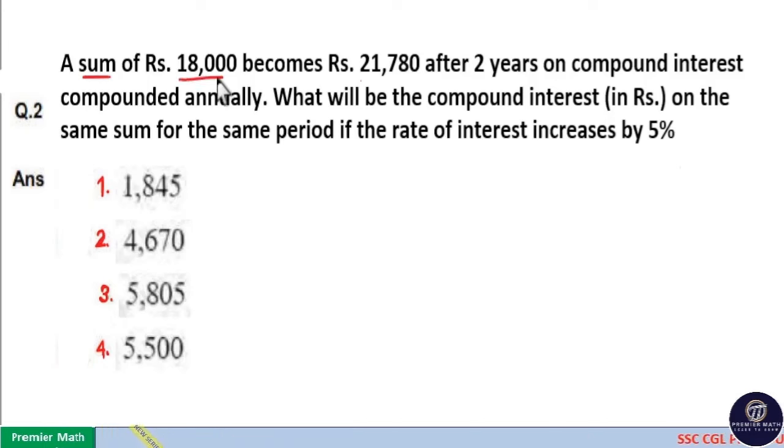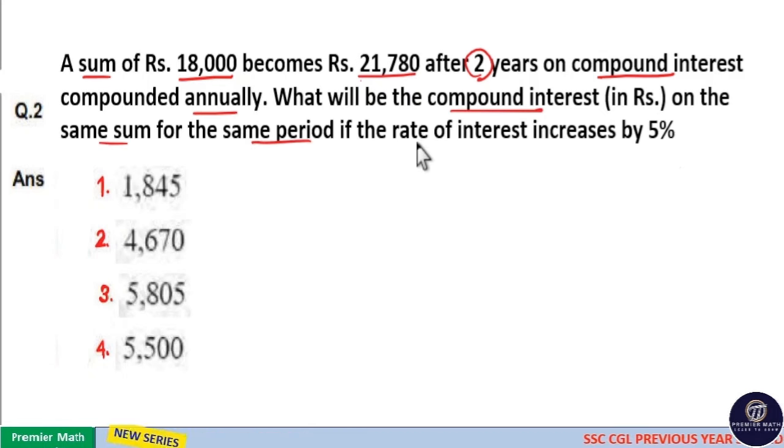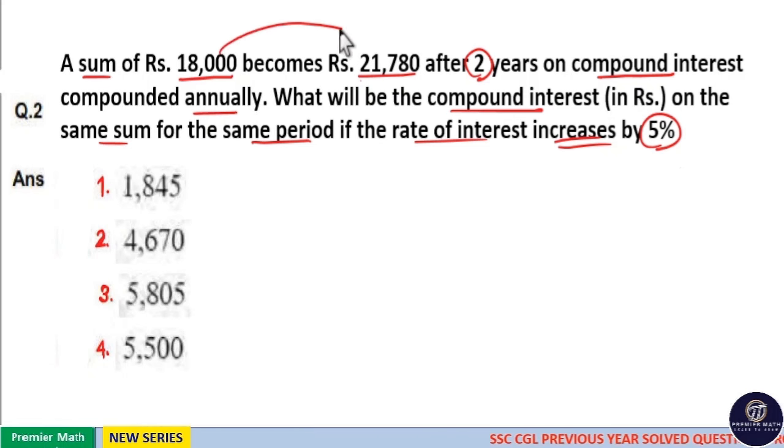A sum of rupees 18,000 becomes 21,780 after 2 years on compound interest compounded annually. What will be the compound interest on the same sum for the same period if the rate of interest increases by 5%? Here you can do it in two methods. If you look, the options are varying. So first I will calculate it roughly.